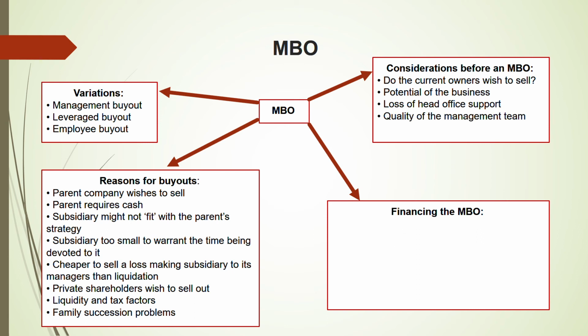Quality of the management team. It depends on the managers that you are selling to. Do they have the quality to run this? And finally the price. Because if the price is too low, you might not consider a management buyout. You might go for employee buyout or leveraged buyout or some other ways through which you can raise cash, if that's your objective. Financing the MBO. This is very important. Out of all the other areas, the last box is very, very important because questions have come from this area.